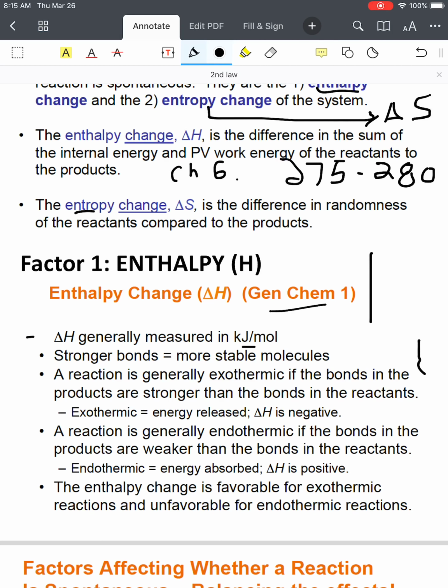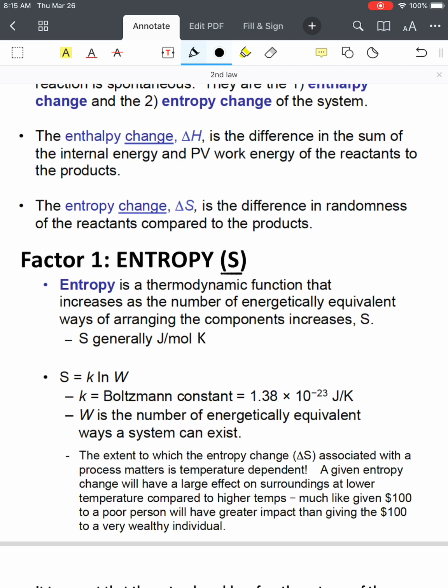And again, the second factor I just mentioned is entropy. Entropy is given the symbol S, and it's a thermodynamic function that increases as the number of energetically equivalent ways of arranging the molecules or the components within our sample increases. It usually has units of joules per mole Kelvin. So I just mentioned that delta H usually has units of kilojoules per mole. S usually has units of joules per mole Kelvin.